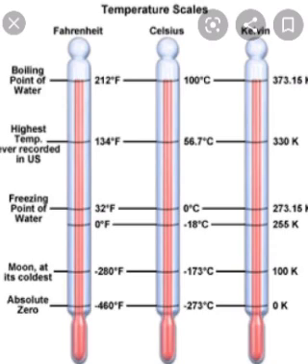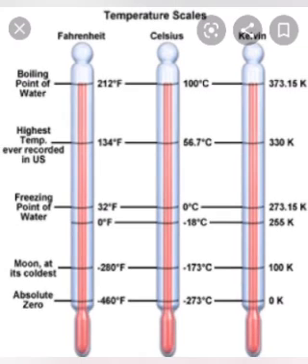The distance between these 2 points is divided into 100 equal parts. Each of these divisions is called 1 degree. On the other hand, in the Fahrenheit scale, the lower fixed point is taken as 32 degree and the upper fixed point is taken as 212 degree. The distance between these 2 points is divided into 180 equal parts. Each of these divisions is known as 1 degree Fahrenheit.